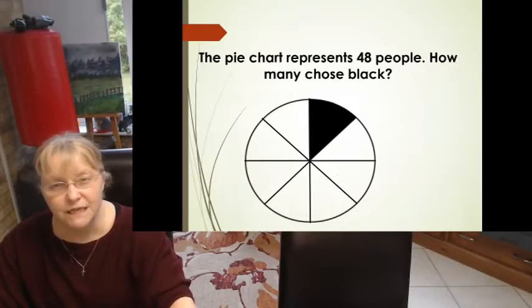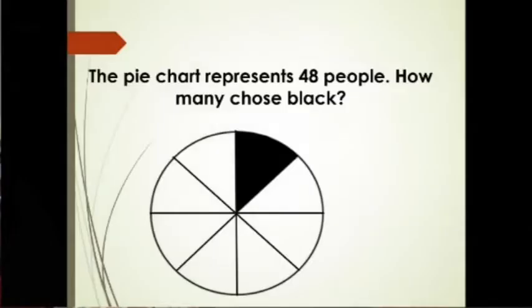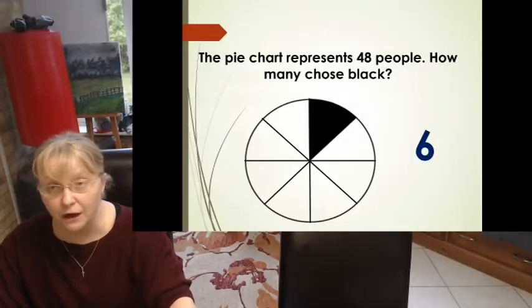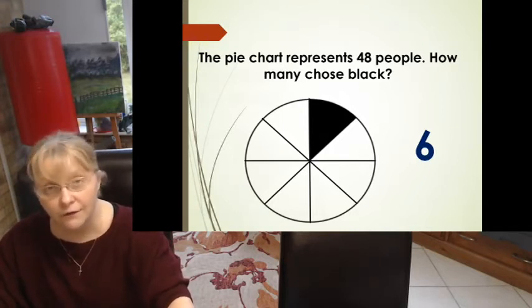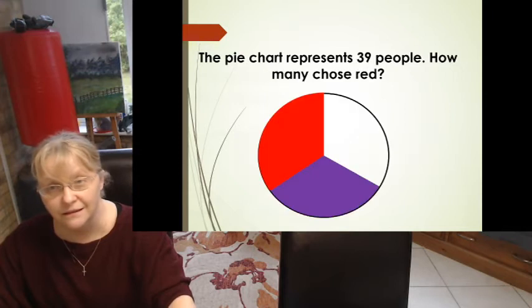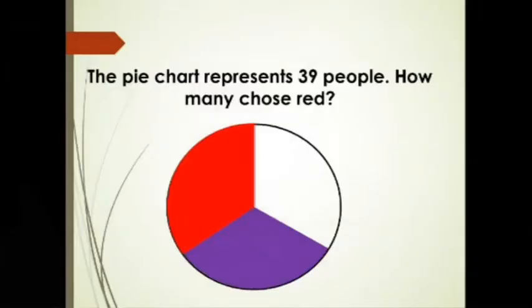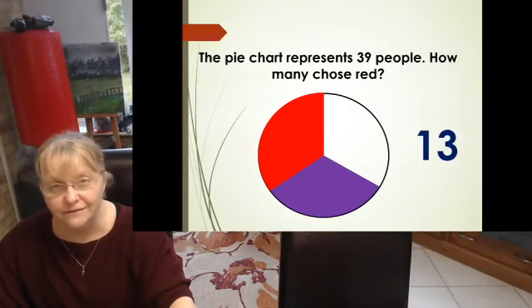The pie chart represents 48 people. How many people chose black? And the answer is 6 because it's an eighth, which means you half 48, which is 24, half it again, which is 12, half it again, which is 6. So in this pie chart represents 39 people. How many people chose red? And as red is a third, it's 13.